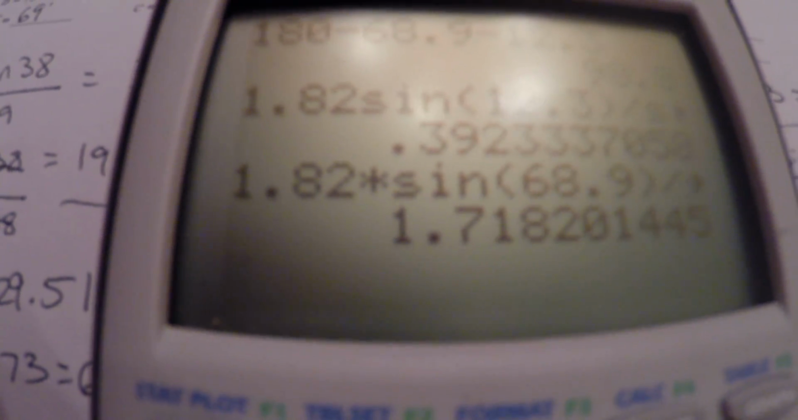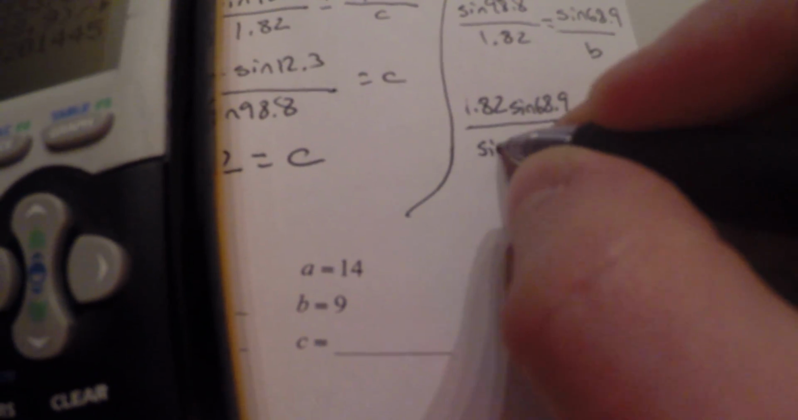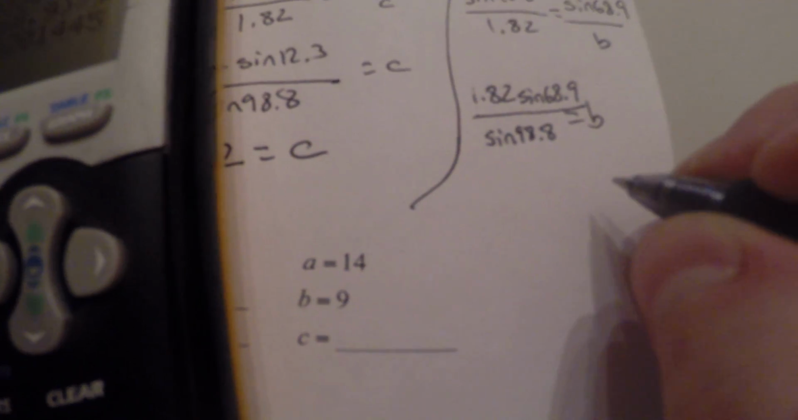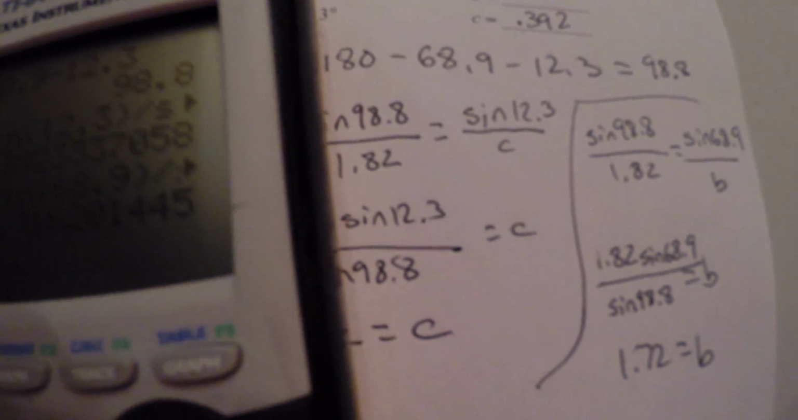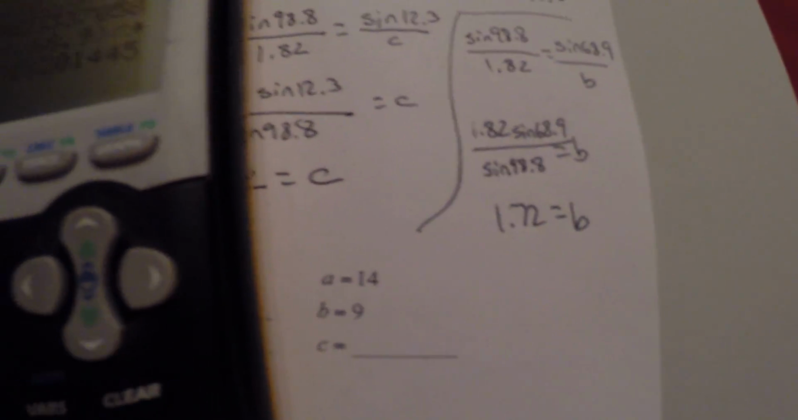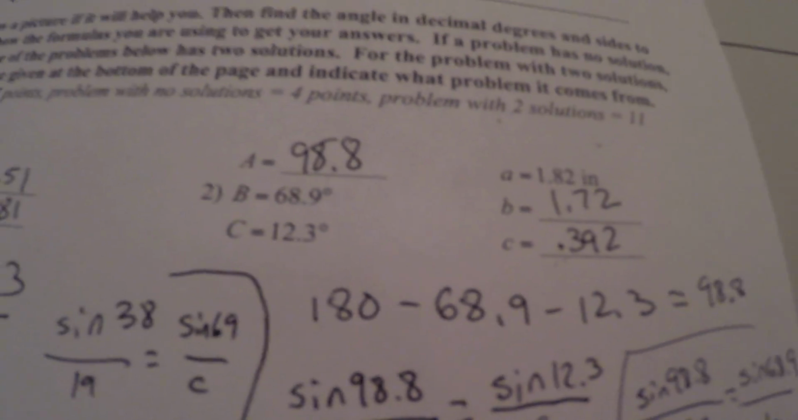In fact, let me go ahead and write it out. You saw as I was trying to do it in my head, I goofed. Even though it's kind of cramped, I'm going to do that over here because I need space. This gives me b to be, like we said, 1.71 or 1.72. All right, so now I've got b to be 1.72. And that's my answer. There you go, we got this all done.